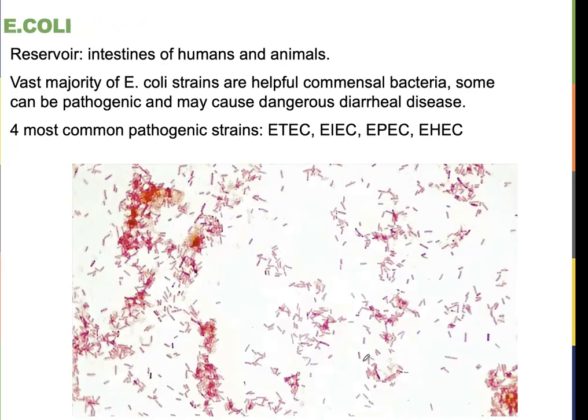All right, moving into our E. coli. So we have seen this guy under the microscope lots of times, tiny, tiny pink rods. And the reservoir is going to be intestines of humans and animals. I should say warm-blooded animals. The vast majority is fine, right? There's lots and lots of strains of E. coli, and they can be commensal. Some of them might be pathogenic and cause diarrheal diseases, but we're going to talk about the 4 major pathogenic strains that cause disease. So ETEC, EIEC, EPEC, and EHEC.